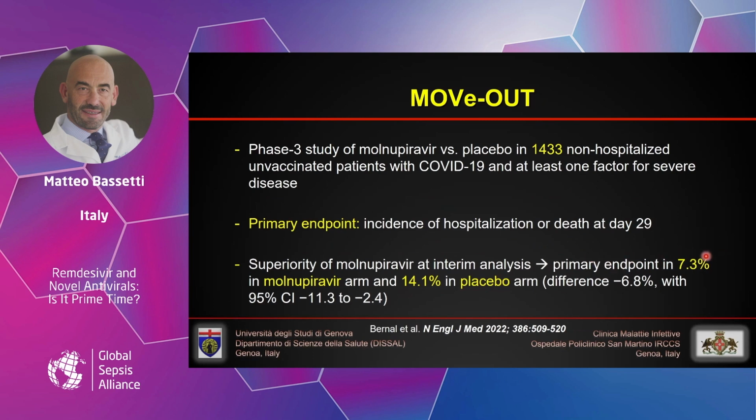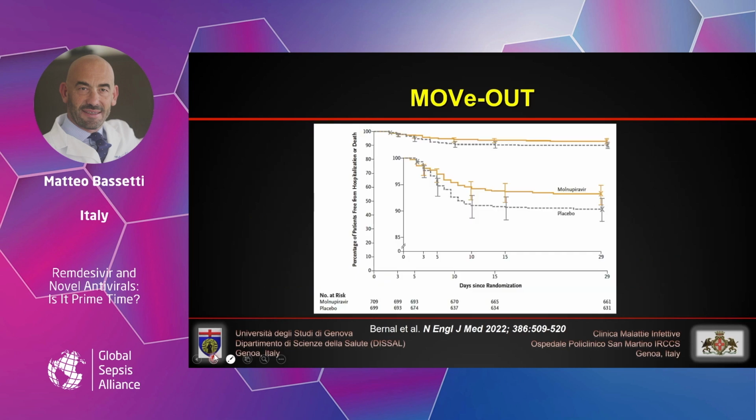And the primary endpoint was 7.3% in the molnupiravir arm and 14% in the placebo arm, incidence of hospitalization or death. So for this reason, molnupiravir has been approved to be used in non-hospitalized patients. And here you can see the Kaplan-Meier analysis of molnupiravir and the placebo.